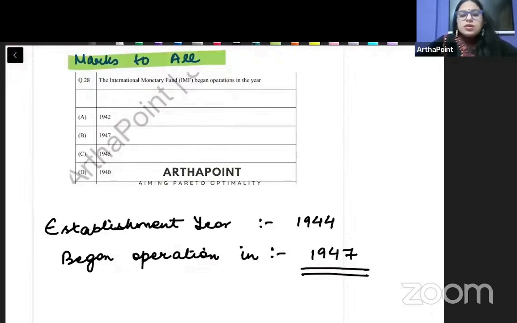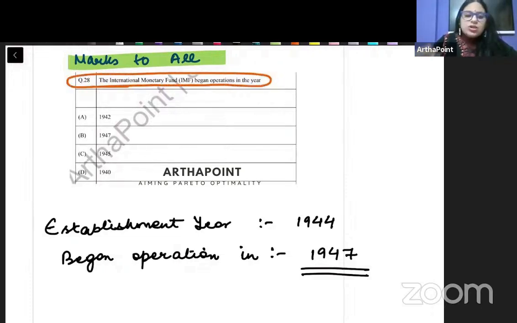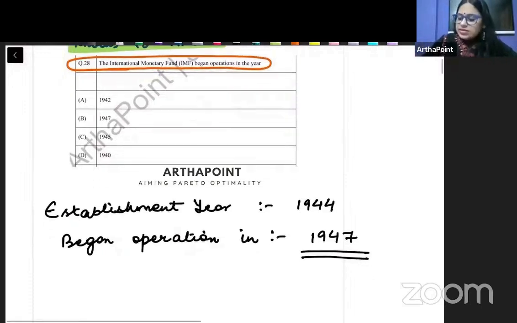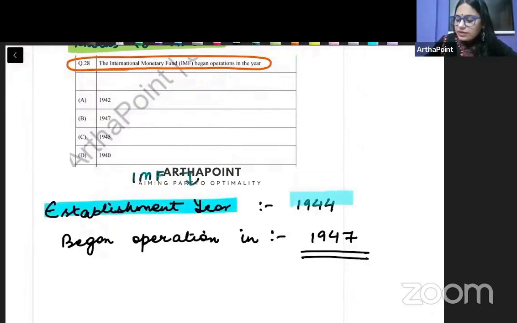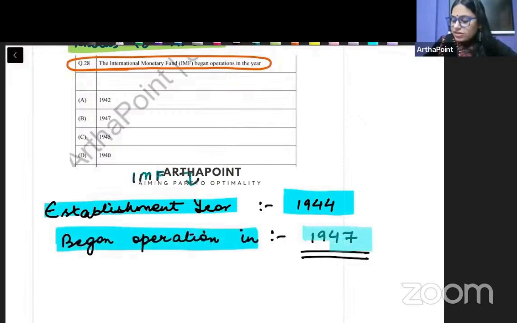Right? But there is a problem. I think there is a correct answer in this case. Let's read the question. It says that the International Monetary Fund began its operation in. Now, if you look into the data, you will find that the IMF, International Monetary Fund, was established in the year 1944. 1944 में ये established हुआ. And it began its operation in 1947.